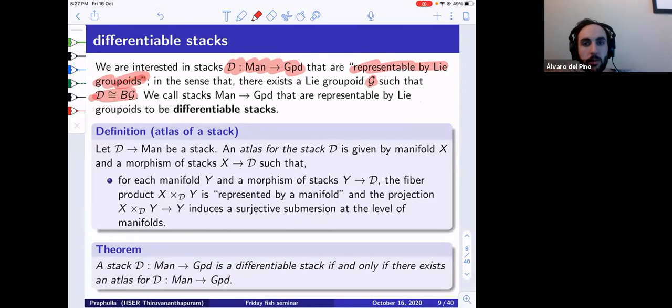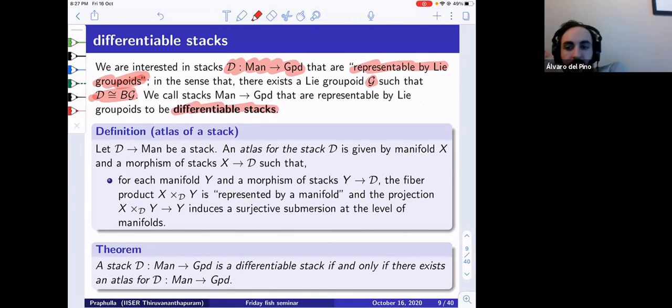I was talking about stacks representable by Lie groupoids. So I said a stack is representable by a Lie groupoid if there exists an isomorphism between the stack BG and the stack D that we started with. These are what are called differentiable stacks. There is already a description for differentiable stacks by the notion of atlas.